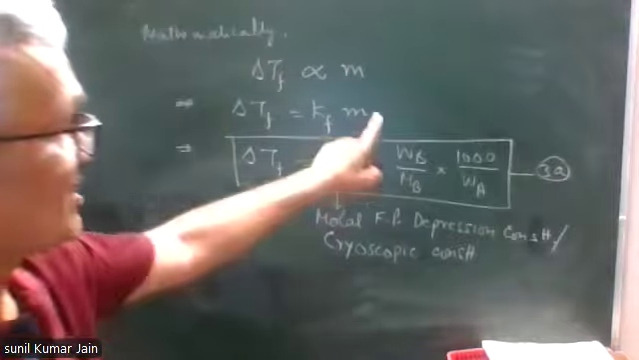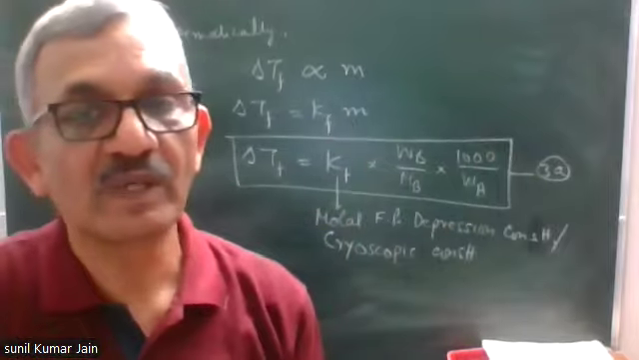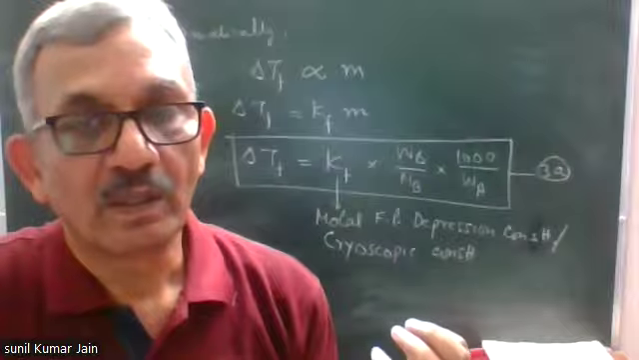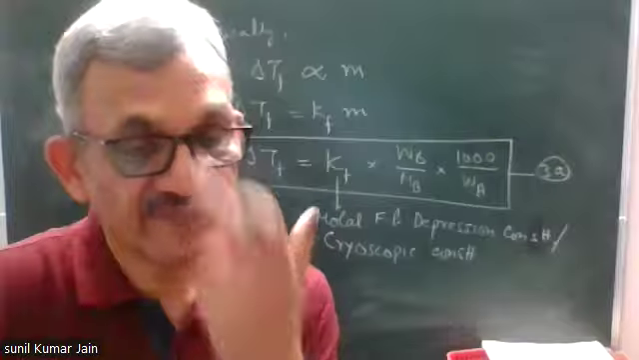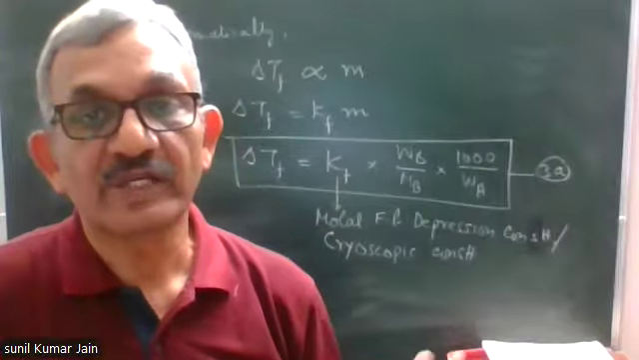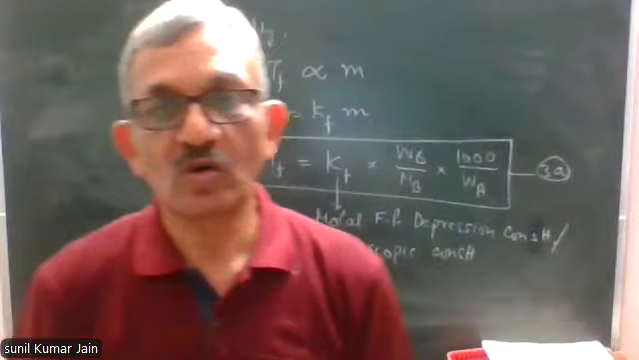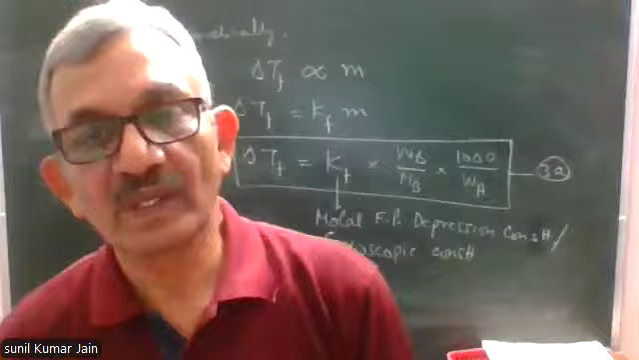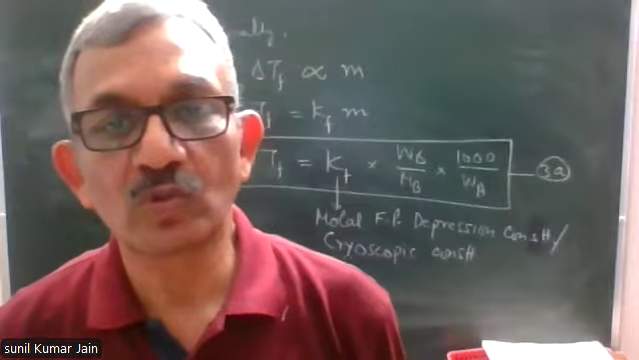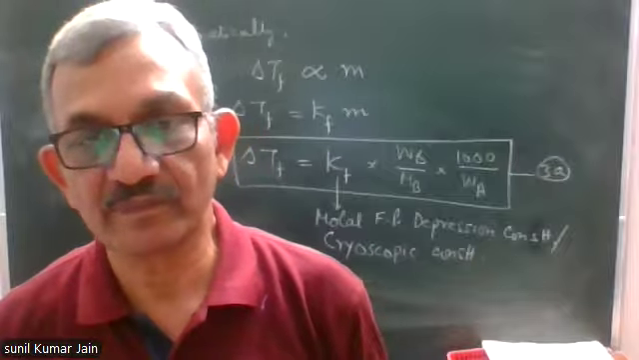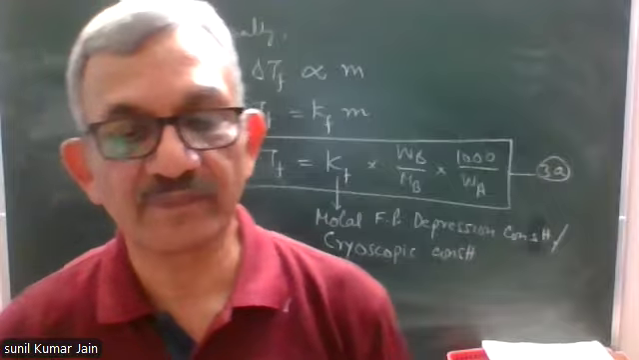Again, the definition on the basis of this equation, similar to the definition we did earlier. Kf is defined as the depression in freezing point of solvent in the solution whose molality is 1.